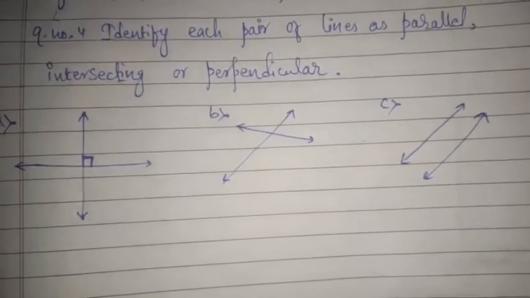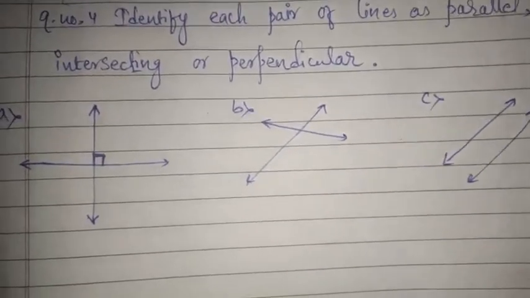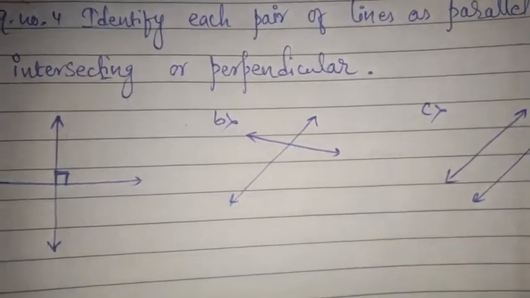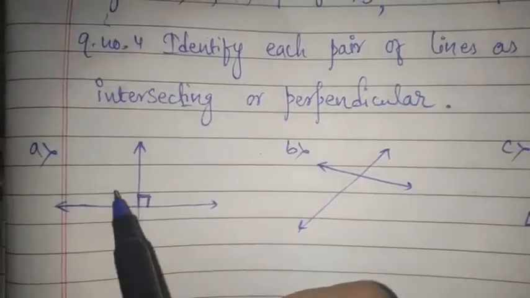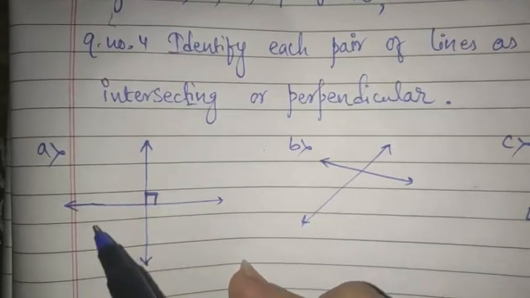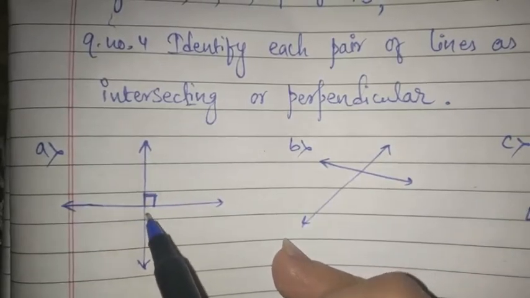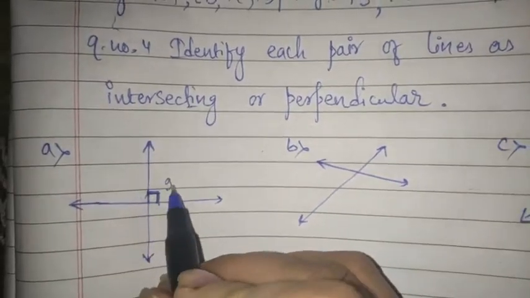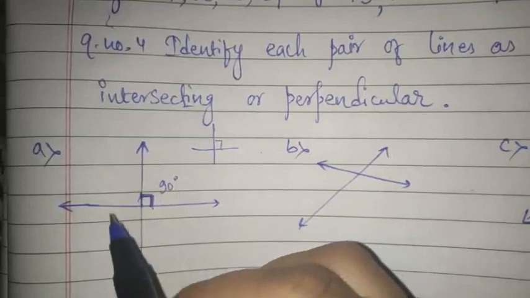The question is, identify each pair of lines as parallel, intersecting or perpendicular lines. So here we have to identify which one is a parallel line, which one is an intersecting line, and which one is a perpendicular line. The first one is A. Each is a pair of two intersecting lines. So is it an intersecting line, a perpendicular line or a parallel line? Here it is forming 90 degrees. I have explained what 90 degrees is. A right angle is 90 degrees, isn't it? So it is forming a right angle here, 90 degrees.